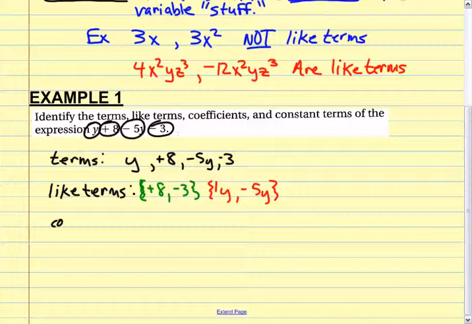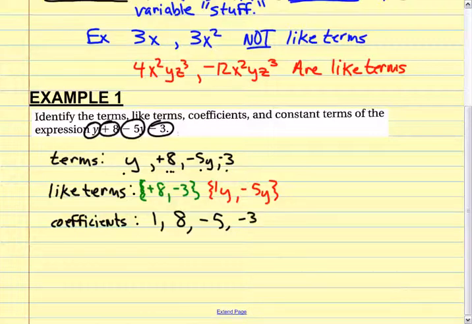Let's write down the coefficients. Remember, the coefficients are the number parts of a term. What's the number part of this term, Lily? 1. What's the number part of that term, Cedar? 8. What's the number part of this term, Allison? Negative 5. What's the number part of that term, Izzy? Negative 3. Beautiful.